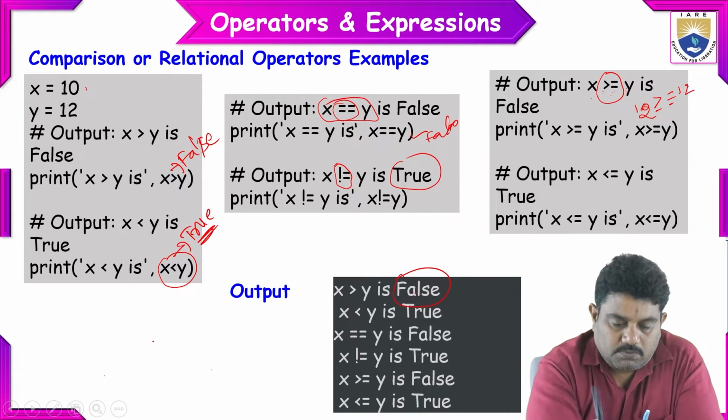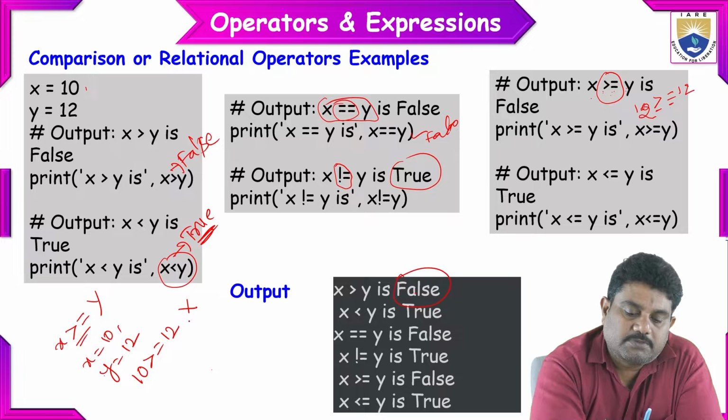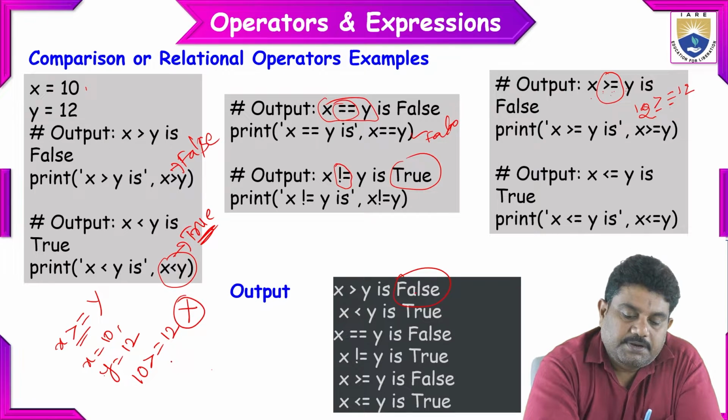When is it true? For example, x greater than or equal to y, with x equal to 10 and y equal to 12. In this case, 10 is greater than or equal to 12, which is absolutely wrong. So it returns false.